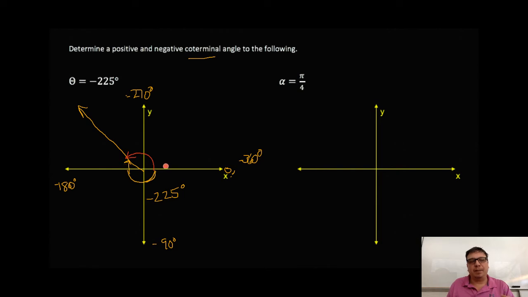All right, so then if I went negative 225 degrees and a full rotation is 360, I take 360, because that would be the full revolution, minus the 225, which then gives me an angle of 135 degrees. So there is a positive coterminal angle for theta, and it's 135 degrees. Now I need to have a negative coterminal angle.